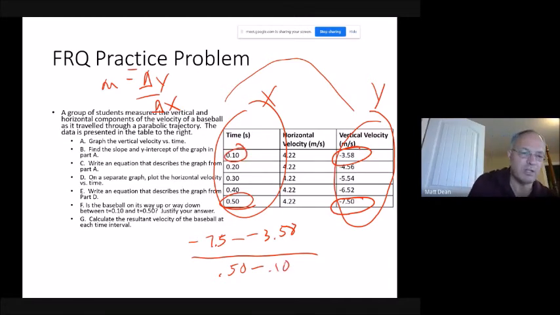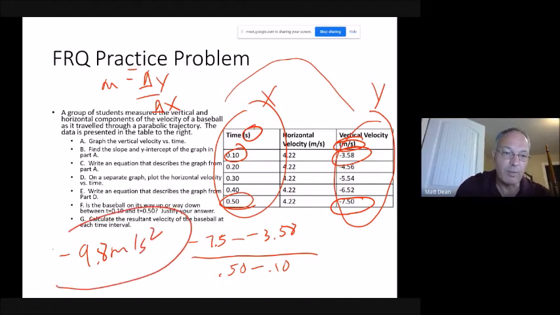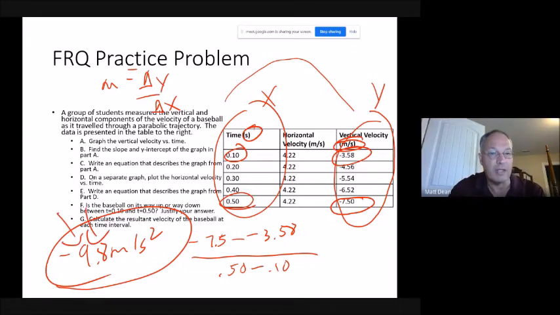So if I do the calculation on that, negative 7.5 is going to end up being plus, because we have minus a minus, plus 3.58. And I'm going to end up dividing that by 0.4. It turns out my slope comes out to be negative 9.8. And since this is in meters per second, and this is in seconds, and I'm dividing those, that would be meters per second squared. I'm hoping that looks familiar to you, because that's the acceleration due to gravity. We usually use negative 10 in Physics 1, but more precisely, it's negative 9.8.